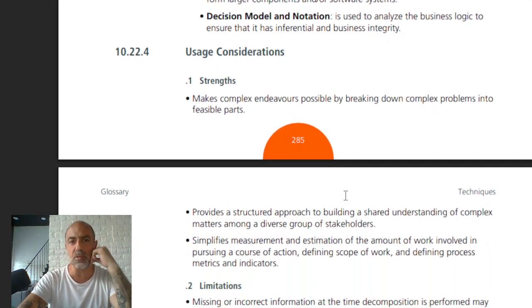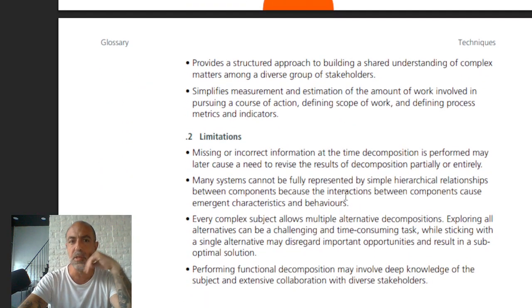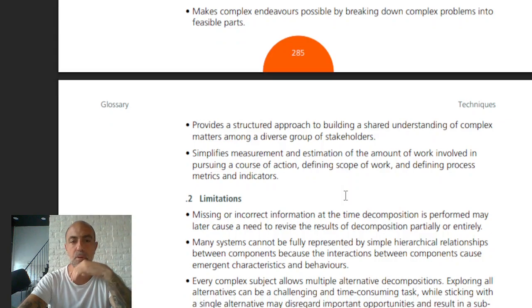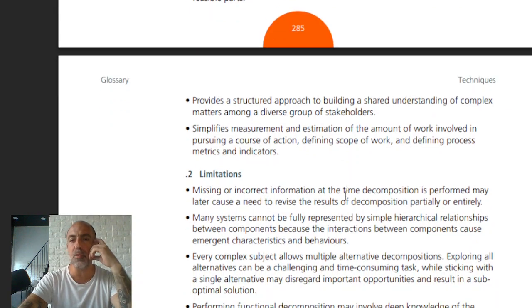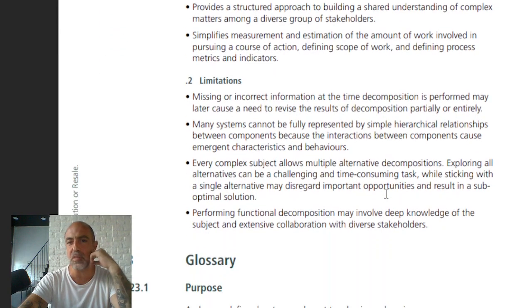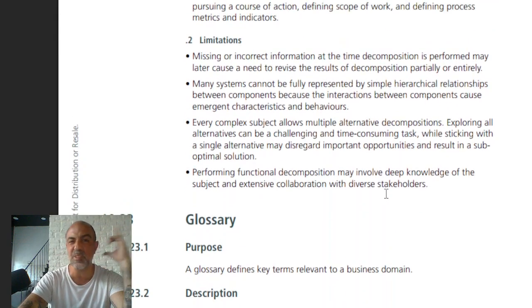Usage considerations, strengths: it makes complex endeavors possible by breaking down complex problems into feasible parts. You should do that with everything, by the way. Every time you start something, every single thing, go back to point zero. It provides a structured approach to building a shared understanding of complex matters among a diverse group of stakeholders, simplifies measurement and estimation of the amount of work involved in pursuing a course of action, defining scope of work, and defining process metrics. What are the limitations?